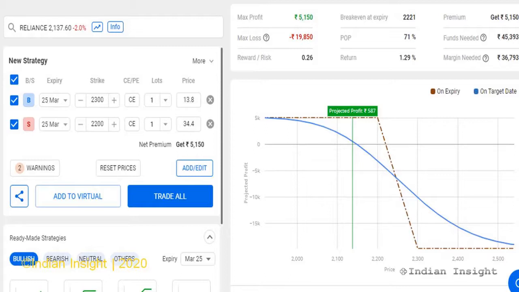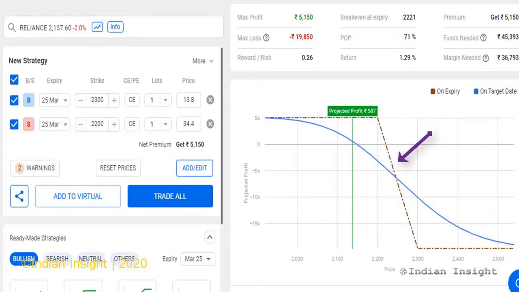When you sell the 2200 strike call, you will receive a premium of 34.4, and when you buy the 2300 strike call, you will pay 13.8 rupees. This means you will net around 20.6 rupees. When you multiply this by the lot size of around 250, it comes to the amount shown here. So when you initiate this trade, you will receive a net premium of around 5150 for each lot traded.